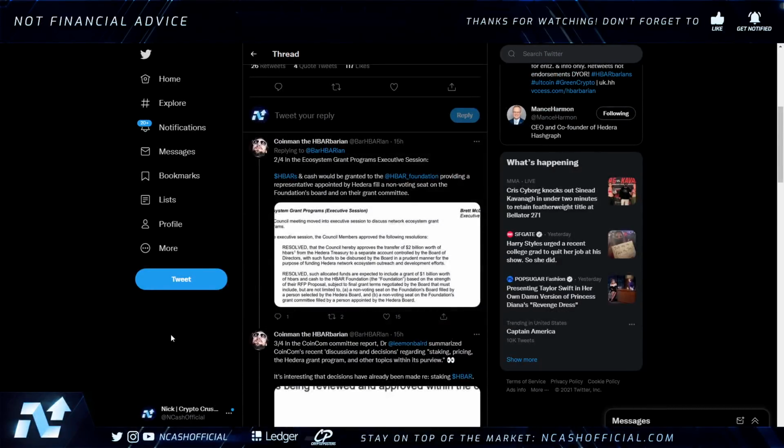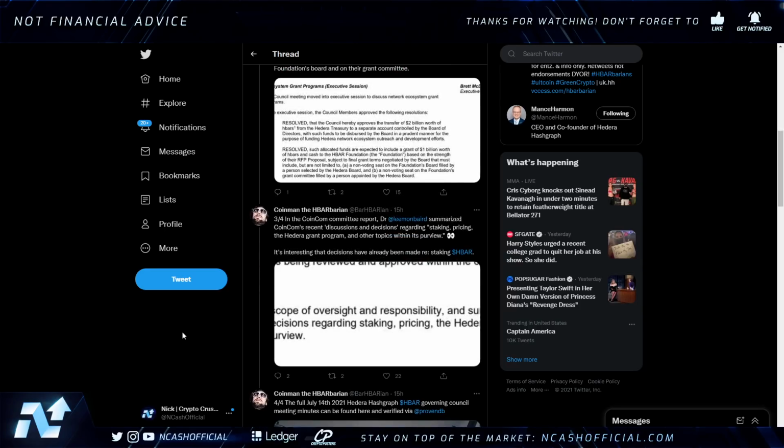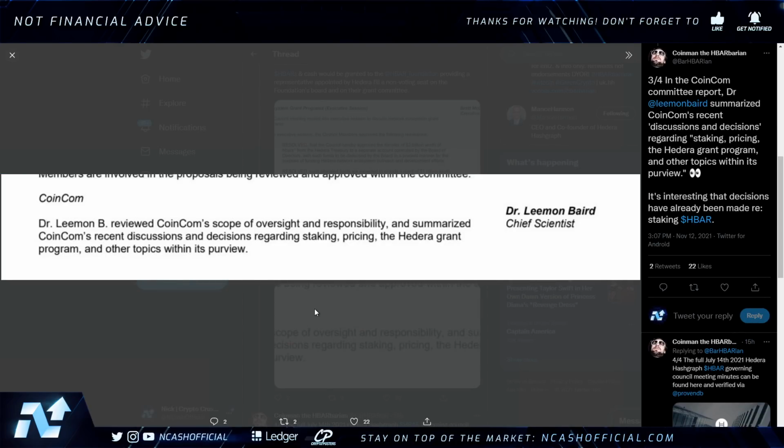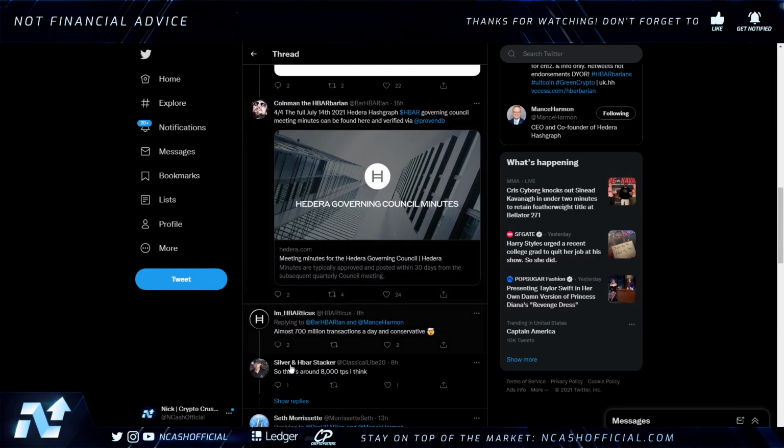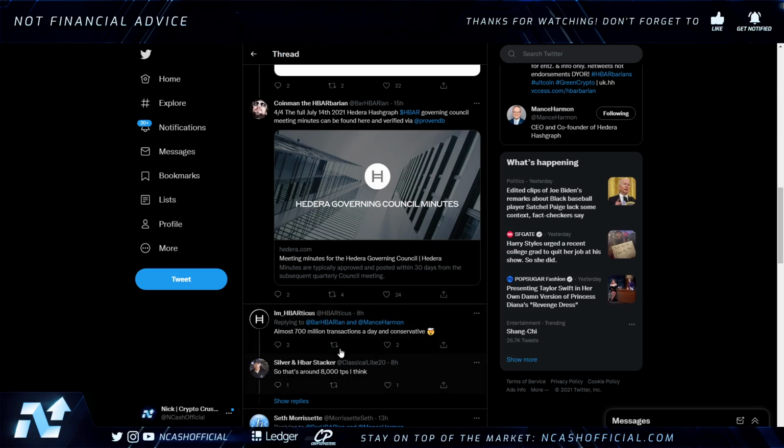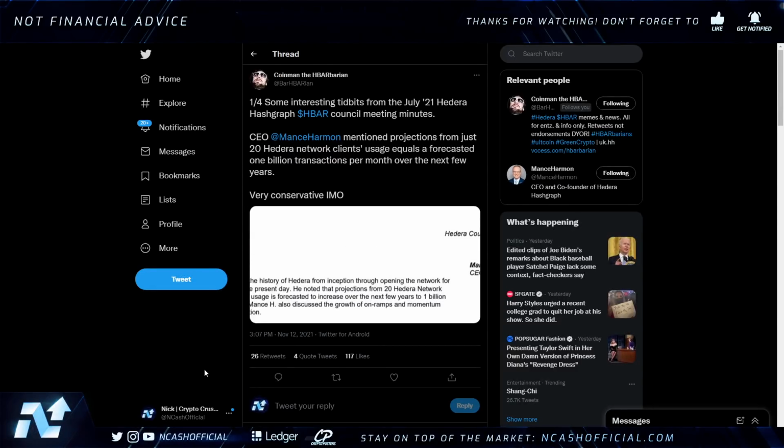Now we also see here that they're talking about the ecosystem growth in terms of grants and all that kind of stuff. And of course they're talking about staking and pricing and all that kind of stuff for the grant program and all that kind of stuff that's been happening pretty much lately. And of course we do see somebody saying 700 million transactions a day and conservative. So that's around 8,000 transactions per second, I think. Overall, listen, if we're talking about where most people's numbers are and where we will get to essentially at some point in time, I'm very excited, to say the least, for Hbar working at scale.